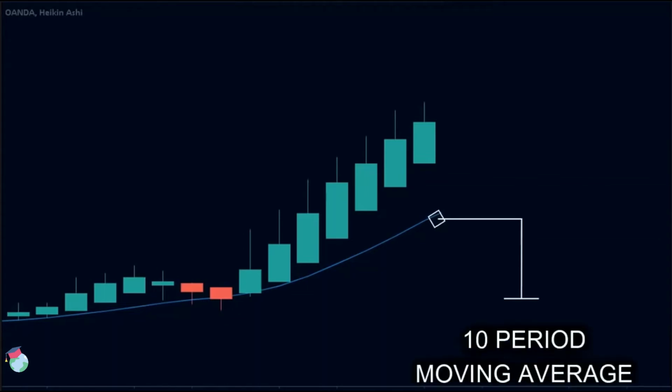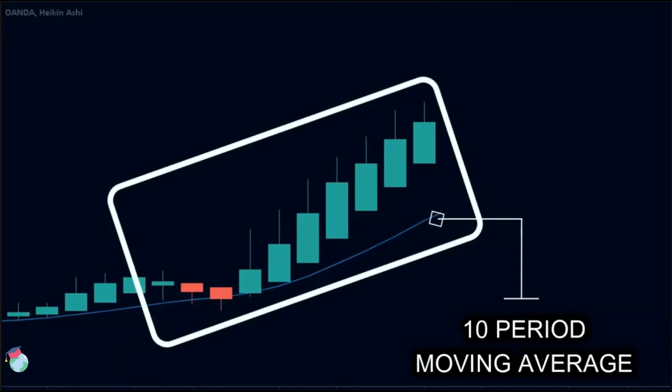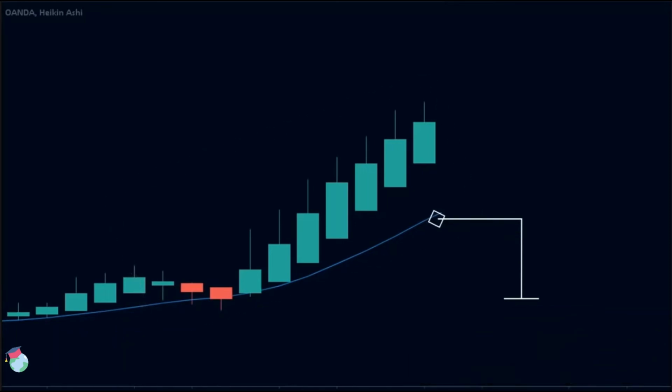Moving average is a line that represents the average price of the asset over a specific period of time. For instance, if we are using a 10-period moving average, it will show us the average close price of the last 10 candles. Different moving averages give us different trends.